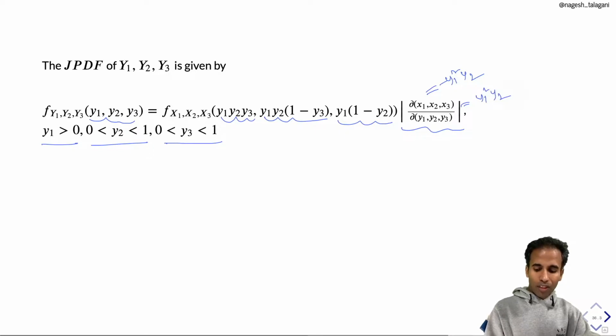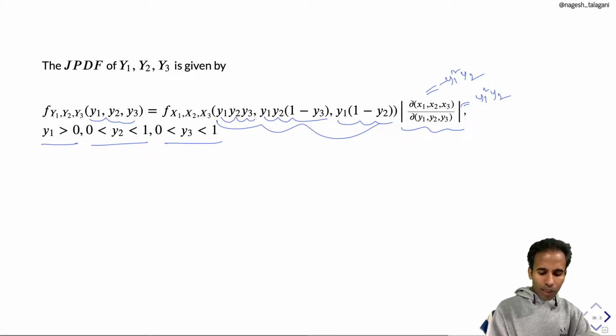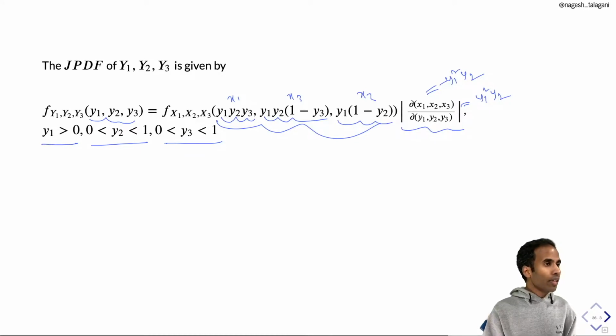So the modulus of the Jacobian is going to be y1 square y2. Now to see this, what we do, we substitute y1, y2, y3 for x1, y1, y2 times 1 minus y3 for x2, y1 times 1 minus y2 for x3 in the joint PDF of x1, x2, x3. Okay, this is what we get.